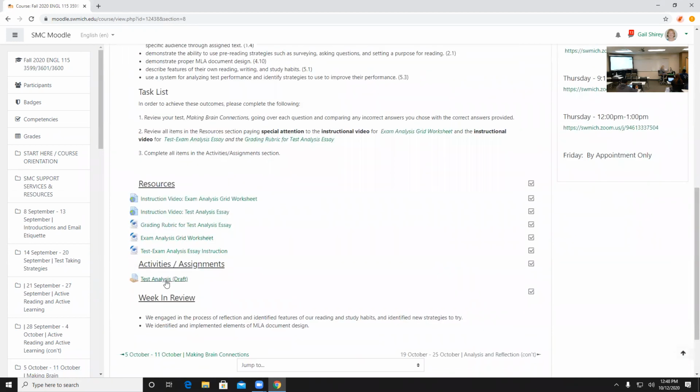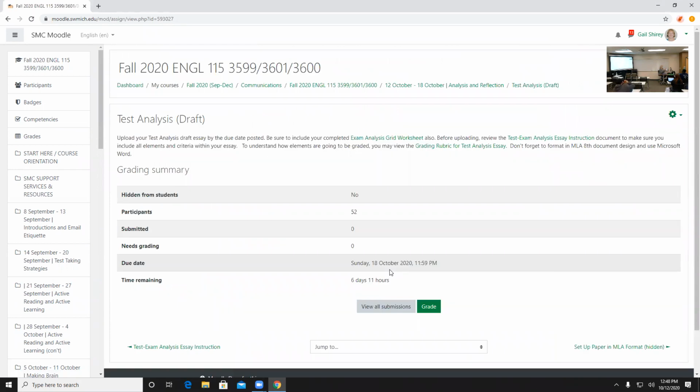So essentially what you're going to do is write a test analysis draft. Okay? This is your draft. That means I want the elements, but it's not the final grading rubric, right? You're going to show me particular things in your draft. And in here, you're going to want to take a look at the test exam analysis essay instruction document, okay? And I want you to take a look at the grid sheet. So we're going to talk about the grid sheet first.